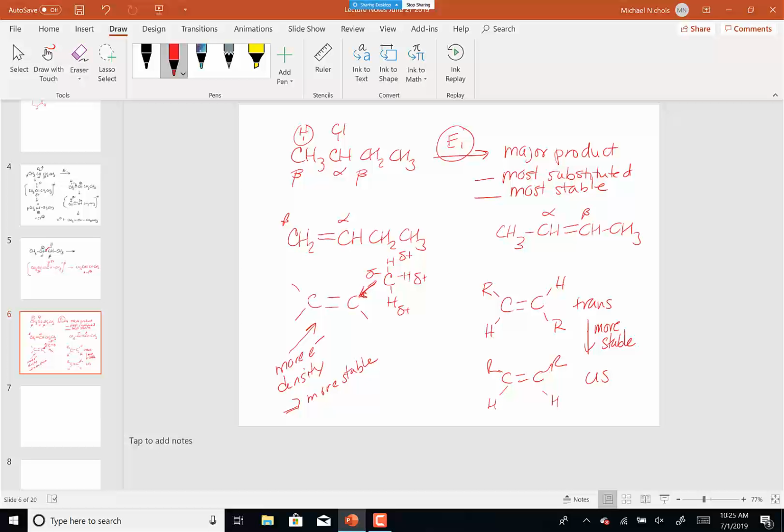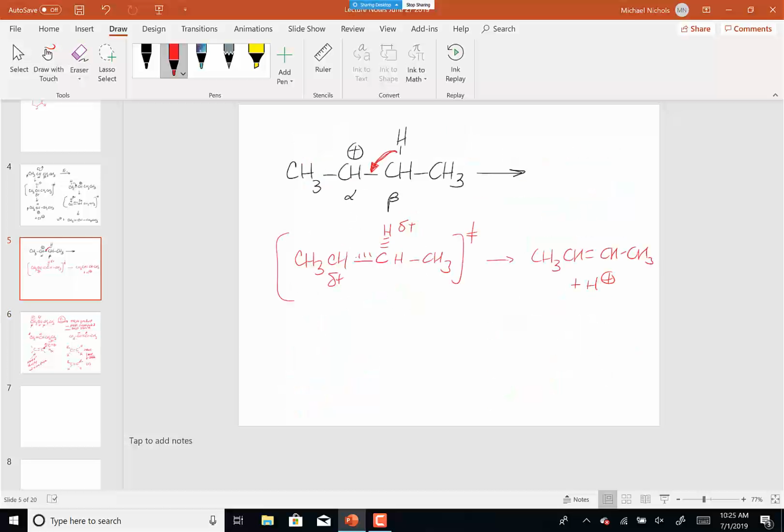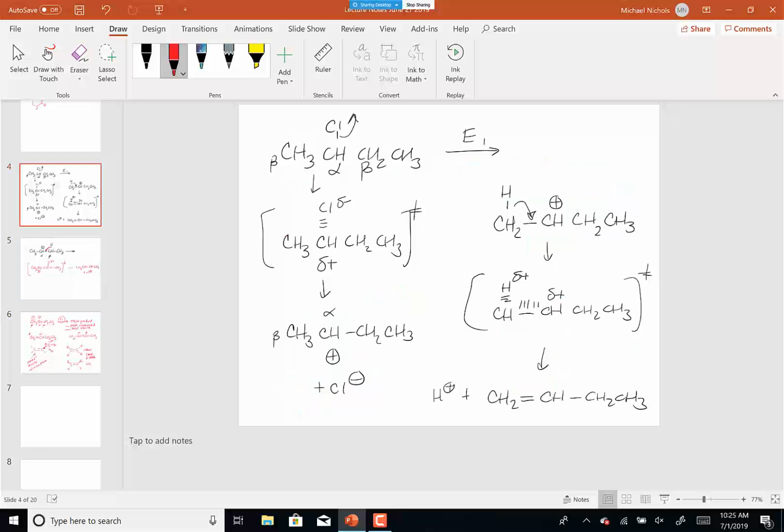Okay. All right. So those are our two big things here with E1. First of all, the mechanism has the same first step in terms of losing the carbon-chlorine bond to form the carbocation.